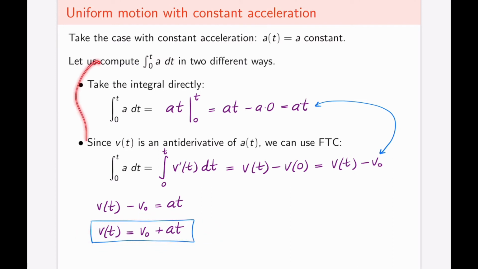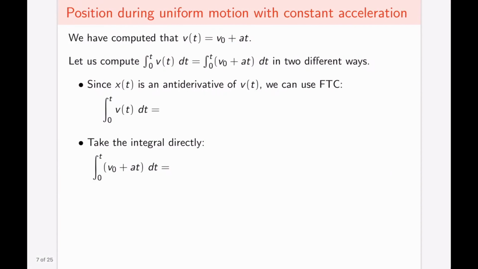We can go through this process again, but now with this as our initial assumption and our initial expression. So this is what we're going to do next. We have just computed this exact expression: v of t is v naught plus at. So we're going to go through the exact same setup, but with this slightly more complicated expression.